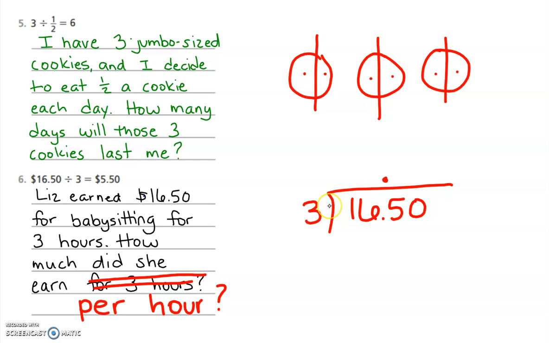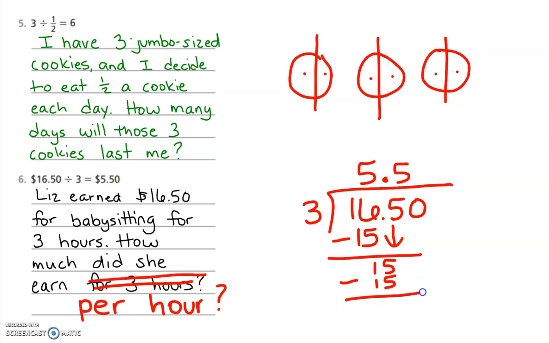Oh. And then you get to just divide like usual. And you didn't really have to divide this one, but I just kind of want to show you because it's been a while. 3 goes into 16 5 times. 3 again goes into 15 5 times. And then 3 goes into 0 times. So that's how you get your 5.50.